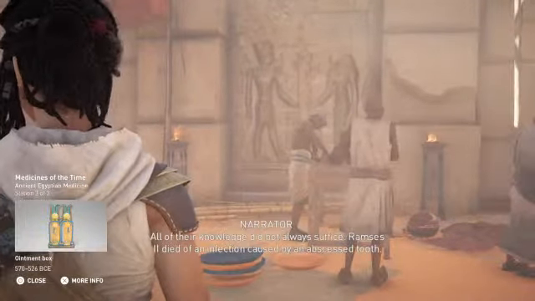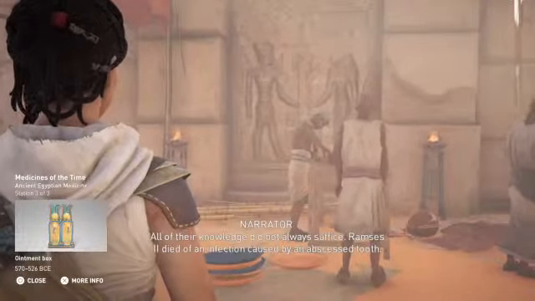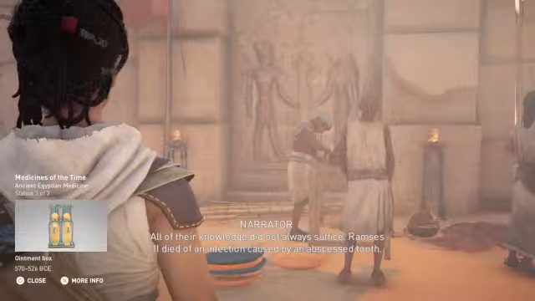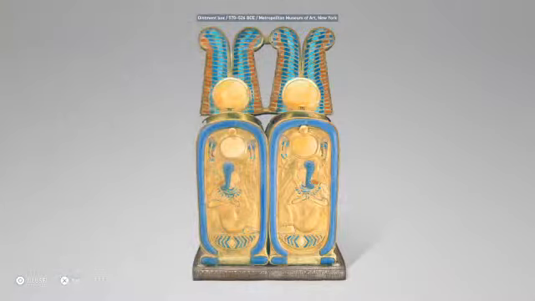All of their knowledge did not always suffice. Ramses II died of an infection caused by an abscessed tooth. There you see ointment boxes, 526 BCE, Metropolitan Museum of Art in New York.